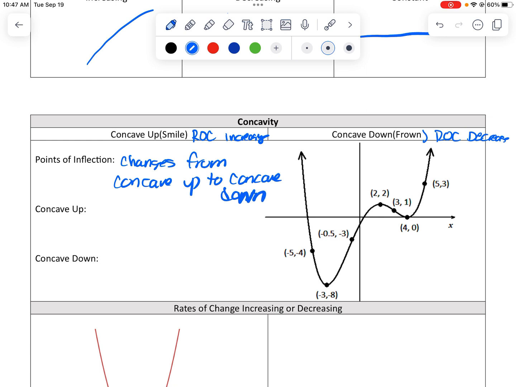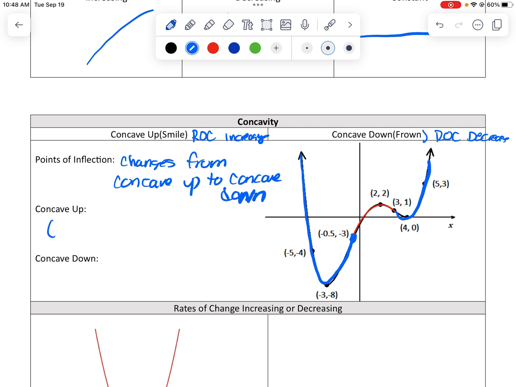So here, this is part of a smile. Then it probably changes about right here. And now it's starting to frown. And then it goes back to a smile. And you can kind of think of it in slopes. The slope is increasing, increasing, increasing. But now the slope actually starts to decrease on that curve.